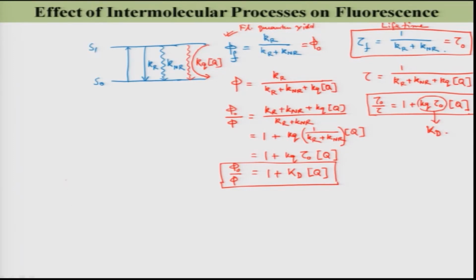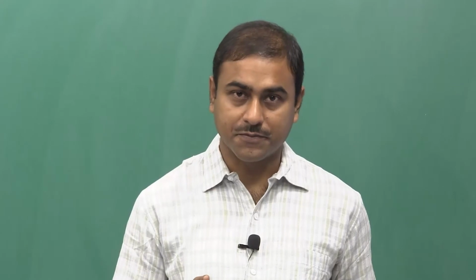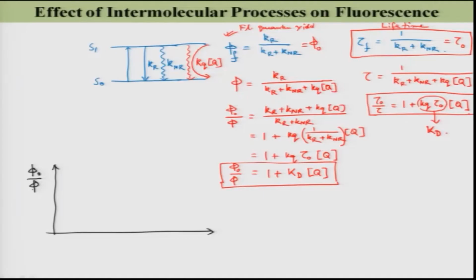So, as I told you, if you now plot phi 0 by phi, plotting phi 0 by phi and I 0 by I is the same. Why so? Because under the constant excitation, right, under the constant excitation light intensity, this is the same as I 0 by I, what I was telling you just a few minutes back. So if I plot, this plot will start from 1 and you will get different values as a function of Q, right.